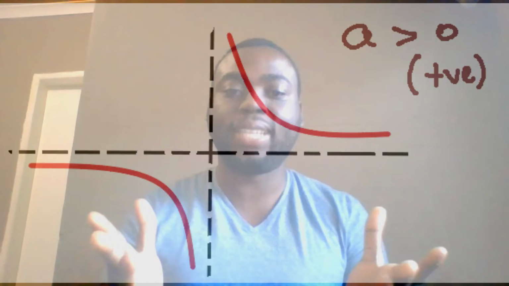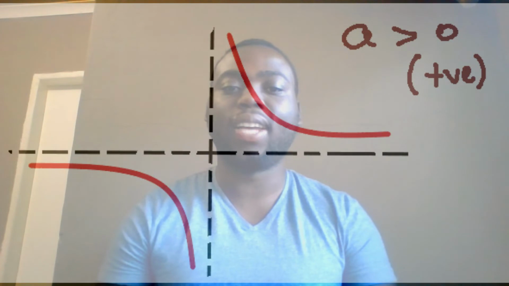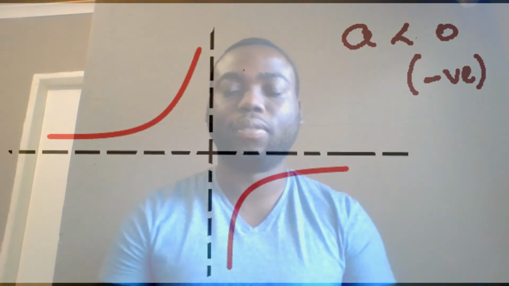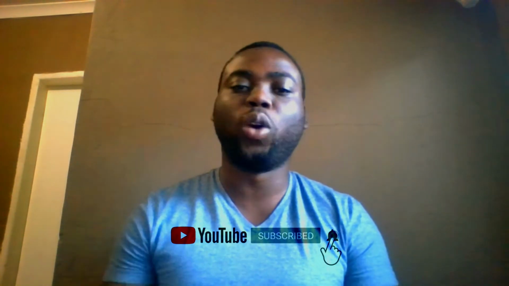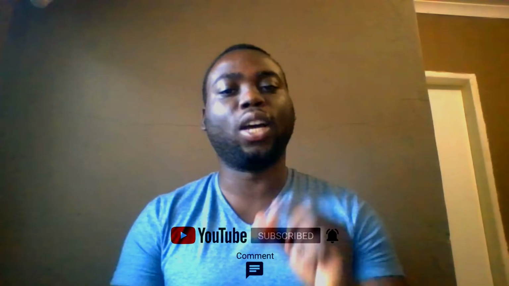The shape of a hyperbola looks like this if it is positive, and it looks like this if it is negative. Those dotted lines represent the asymptotes. We normally say that a positive graph is usually in the first and third quadrants, while a negative graph is usually in the second and fourth quadrants. If you're wondering where the quadrants come from, a quadrant looks like this, where that's the first, the second, the third, and the fourth.